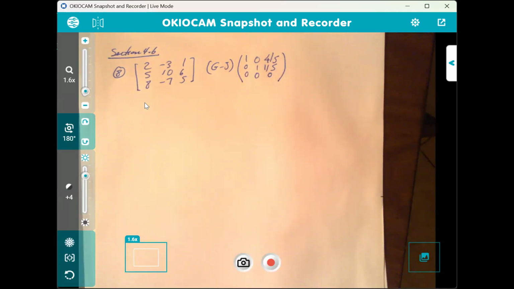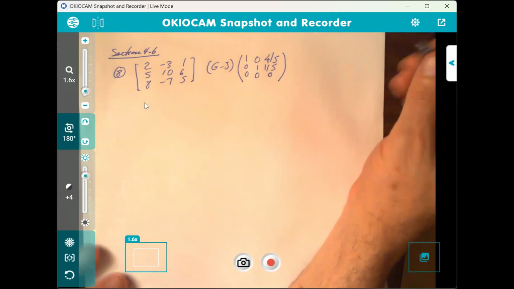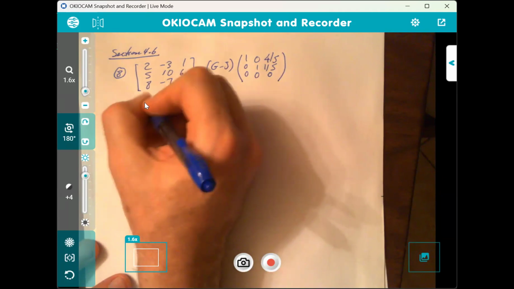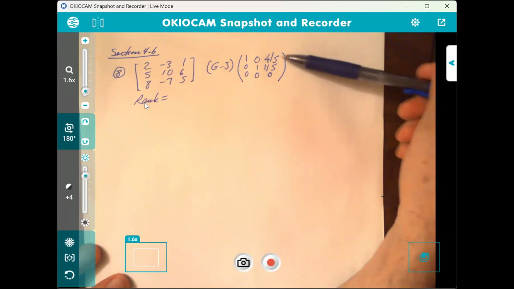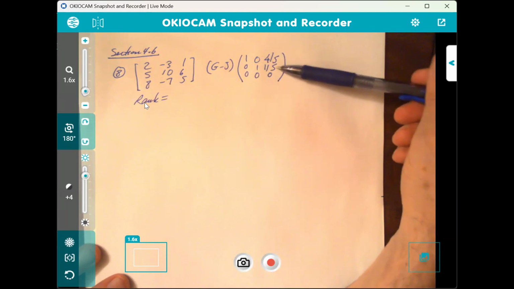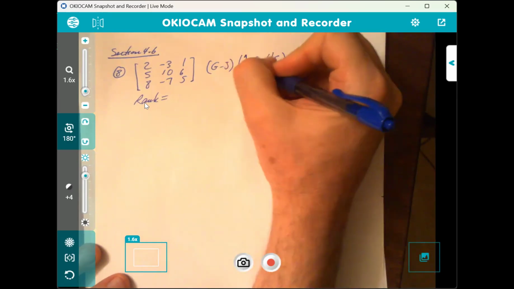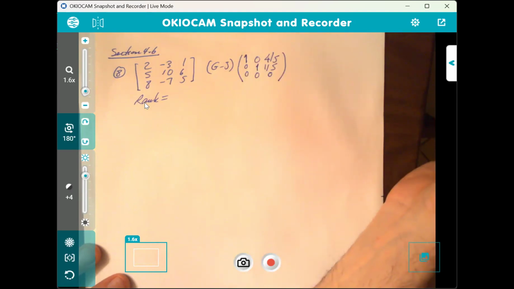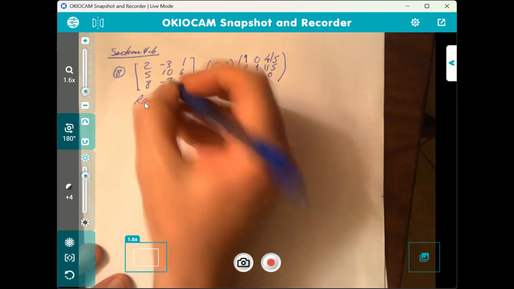So we can determine the rank, right? What do you think the rank of this matrix is? Any suggestions? Anyone? What is the rank of this matrix? It will be 2, wouldn't it? It's the number of non-zero rows. So the rank is 2.